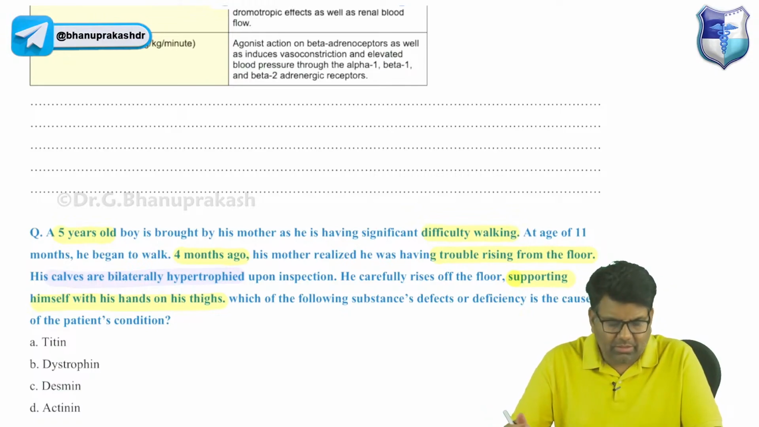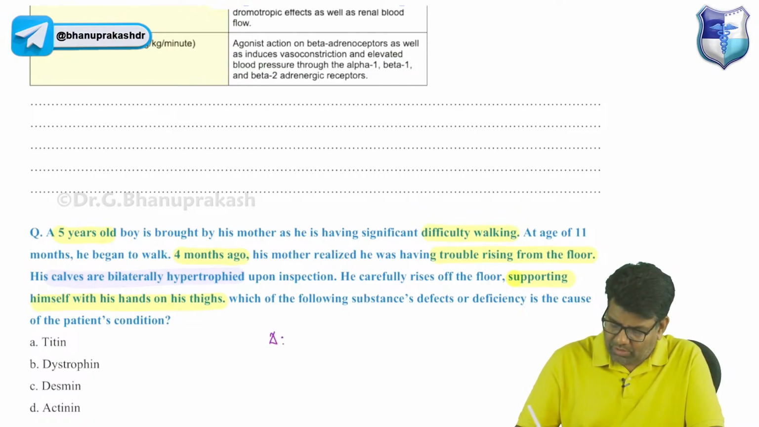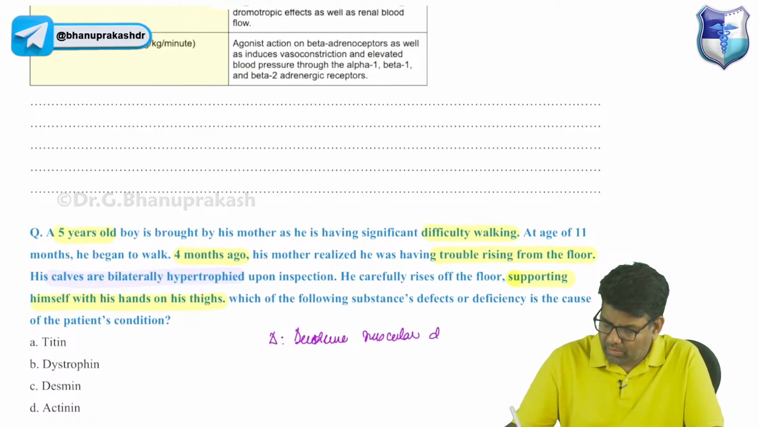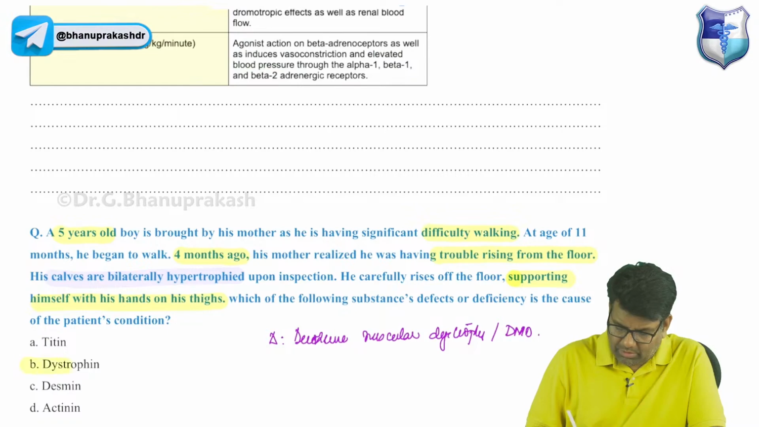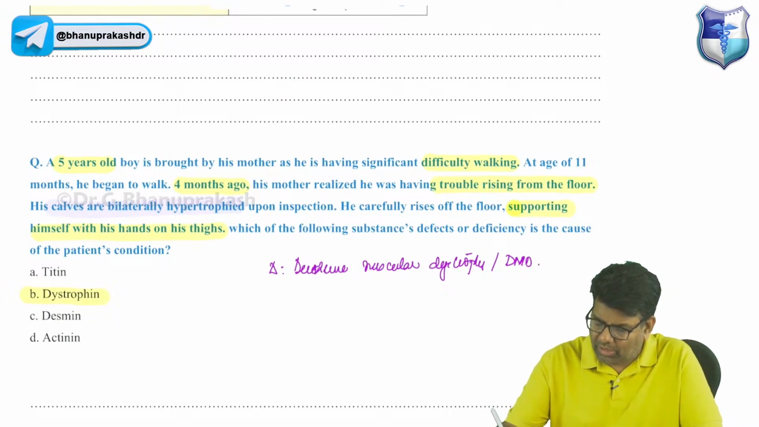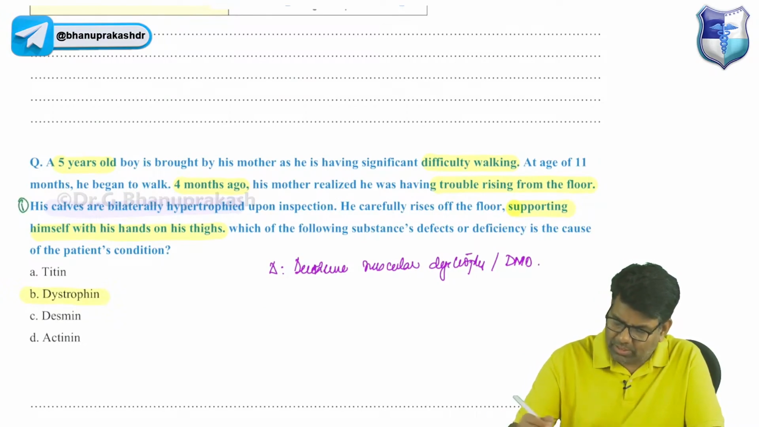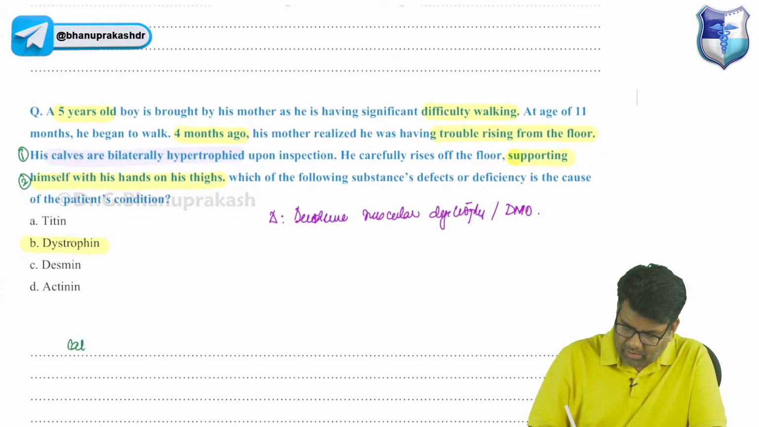Now, which substance is deficient? Clinical presentation for Duchenne muscular dystrophy, DMD. What should be the answer? Dystrophin gene. Right? So, in the clinical presentation, you are getting two important points. Number one is this, and number two is, now what is number one? Calves are bilaterally hypertrophied.